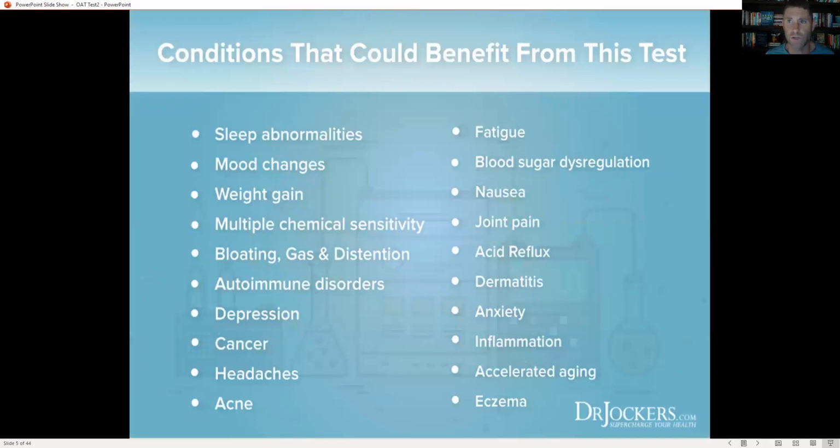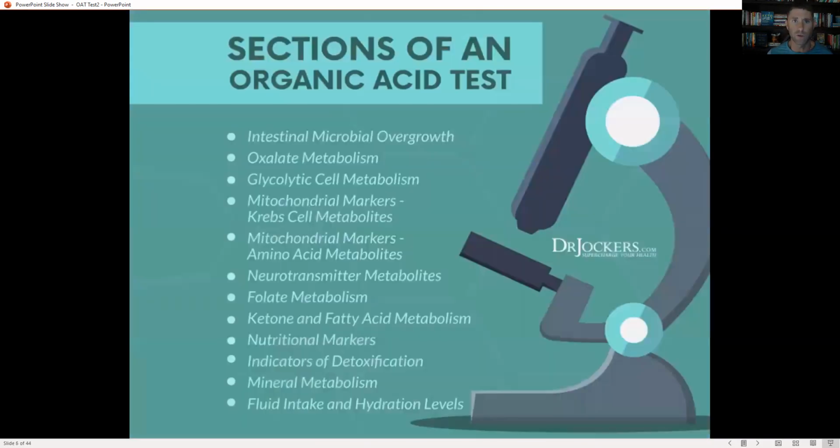And so what kind of conditions can benefit from this test? Pretty much almost every condition. If you're having certain mood disorders, neurological disorders, digestive issues, skin outbreaks, weight gain that just won't go away, inflammation, pain, fatigue, then this test can really reveal some interesting findings that can help you on your health journey.